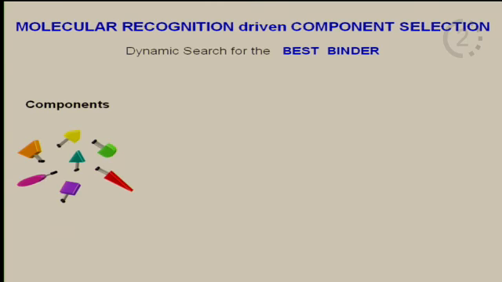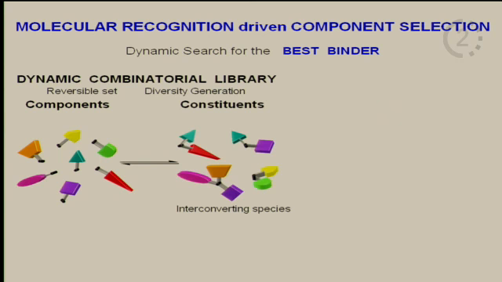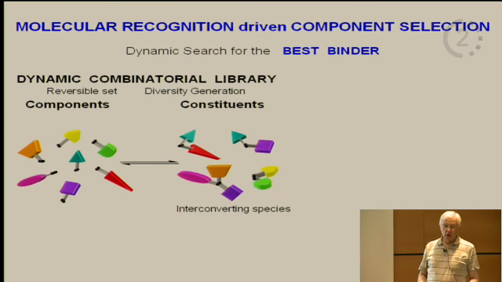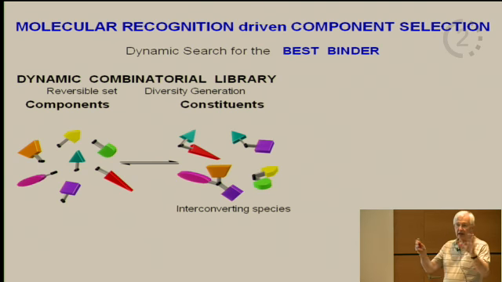These are components of different shapes and different colors with black dots. The black dots are functional groups which can reversibly connect and disconnect, connect and disconnect. So when you mix those together, you get a mess. You get a lot of interconverting entities with different combinations. The important thing is not that they are present, but the fact that they are accessible. Out of this set of components, you can make, in principle, a very large set of constituents, in all the possible combinations of these. So you have diversity generation, and you have a reversible set.